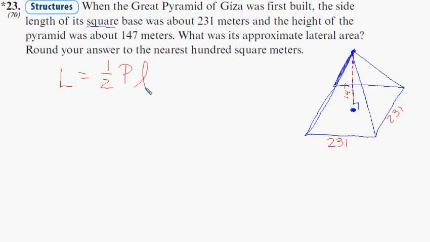This is where it gets tricky. They have not given us the slant height. And that is really unfortunate because that's one of the harder pieces to find. I don't think you'll have any trouble with the perimeter. That's 231 times 4, okay? But the slant height. Well, the slant height is the distance from the vertex, so the very top of the pyramid, to the center of one of the sides.